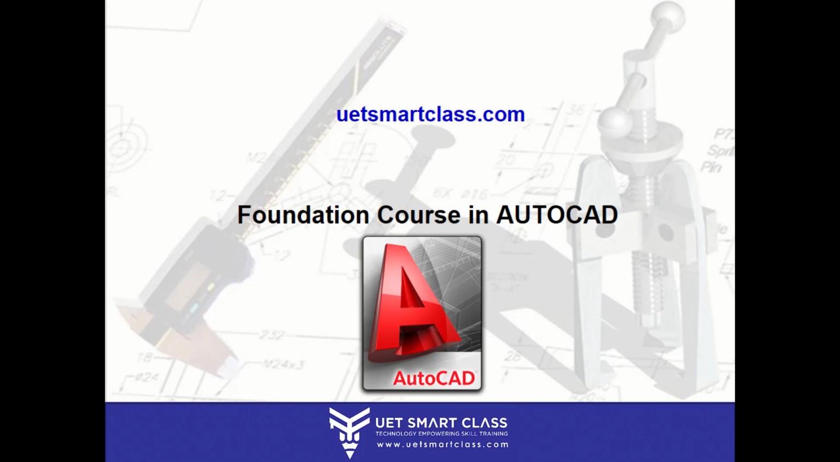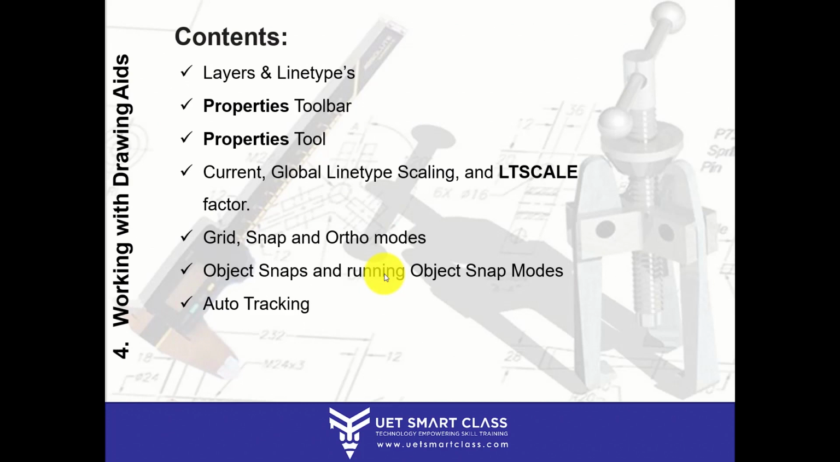So let's start. I'll tell you what contents we will be covering in this module. This module is known as working with drawing aids. We will learn how to work with some drawing aids. The first and foremost is layers and line types. We will be covering the properties toolbar, properties tool, the current global line type scaling and line type scale factor. We will also learn the best use of grid, snap, and ortho modes, object snaps and running object snap modes, and auto tracking. So basically, majorly the function tools we will be learning in this module.